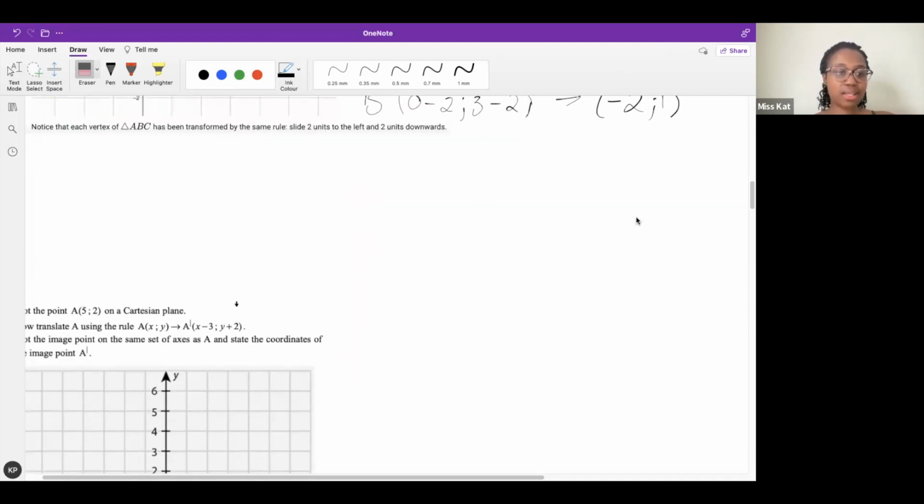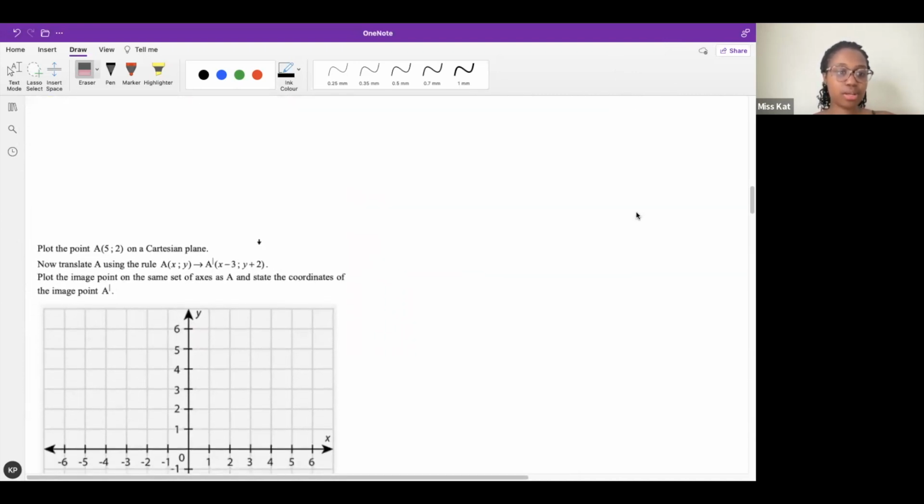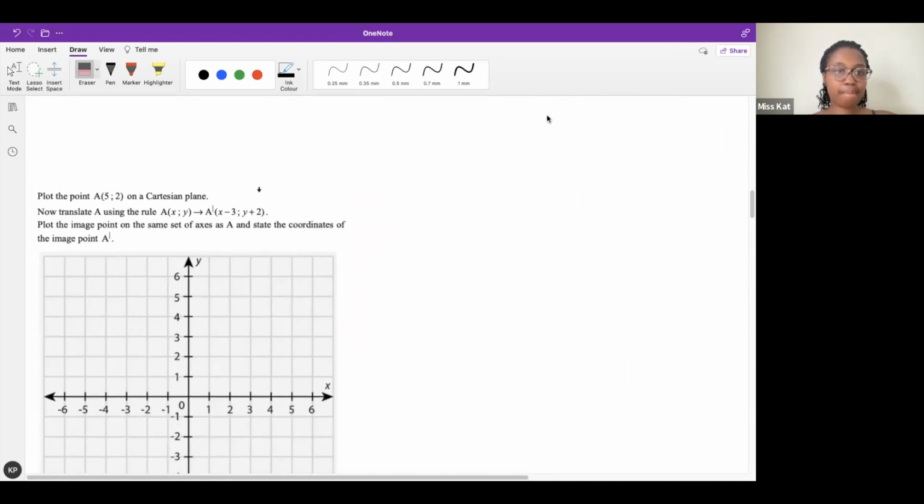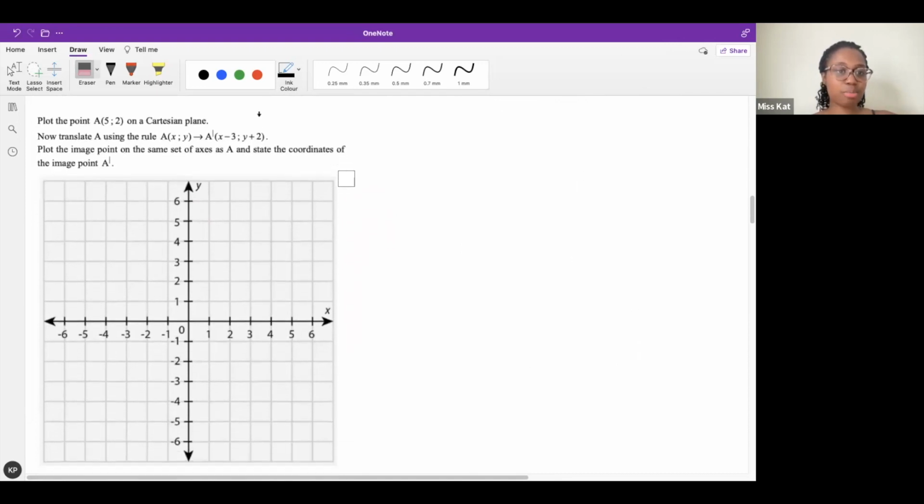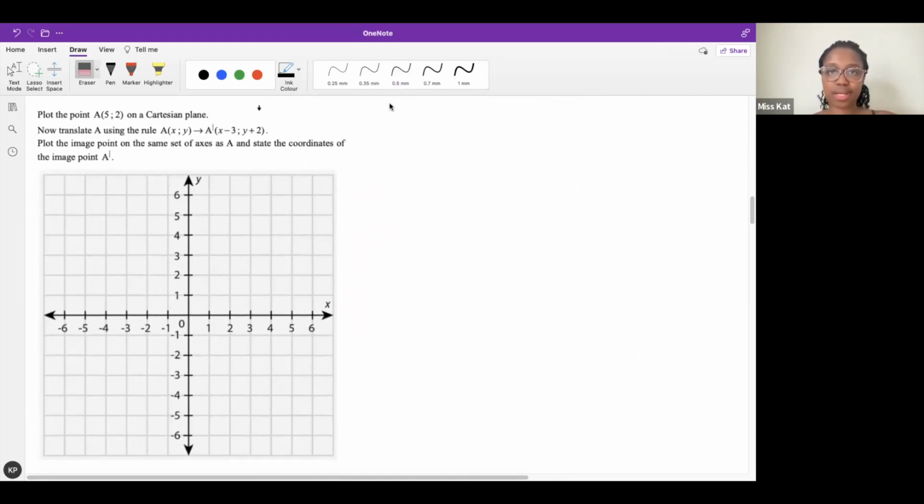Okay, let's see if we can do some more practice. So we're back to just plotting points, right? So they say point A is 5, 2 on the Cartesian plane. I'm assuming we all know how to plot points now. So I'm gonna plot it, right? Point A is over here, 5, 2. Tell me, guys, what are my new coordinates for A prime?